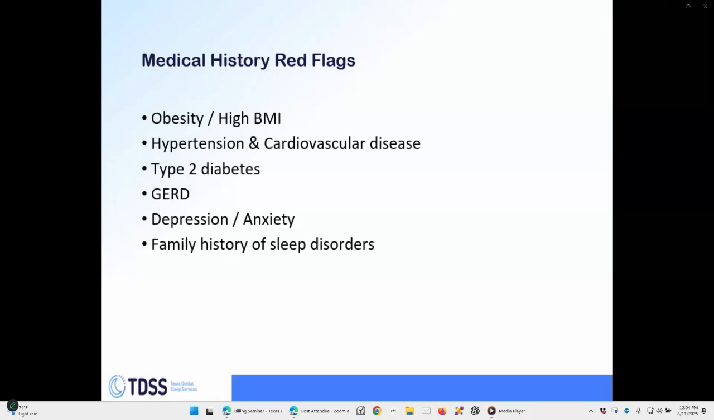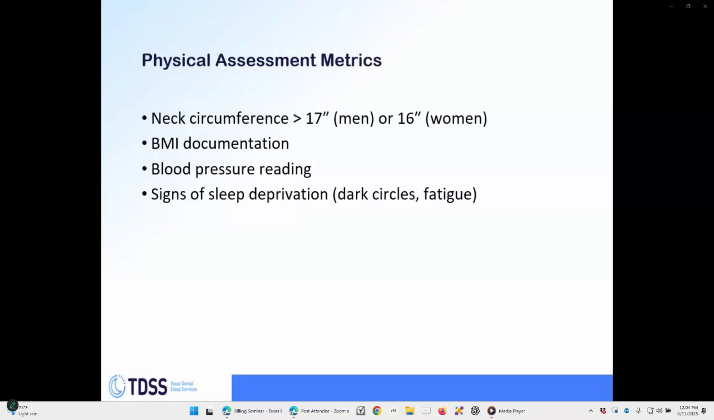Okay, so that's the history, the stuff the patient tells you or is already in their record. What about physical things the hygienist can actually see or measure right there in the chair? Right. The physical assessment adds another important layer of data. The sources highlight a few key measurements and observations. Neck circumference is a significant one. They actually give numbers. A measurement greater than 17 inches for men or 16 inches for women is noted as being associated with increased risk.